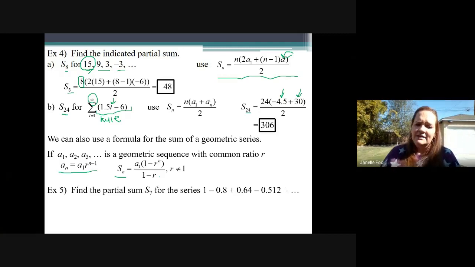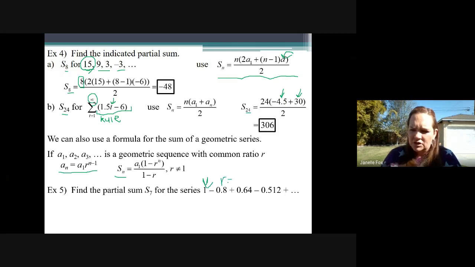Okay, so this one says find the seventh partial sum for this series. Whoa, this is a crazy series. Let's write this down. There's a 1. Then minus 0.8. Then plus 0.64. Then minus 0.512. So first of all, I have to figure out what the r is. I already know what the first term is. It's 1. But what is going to be my r?